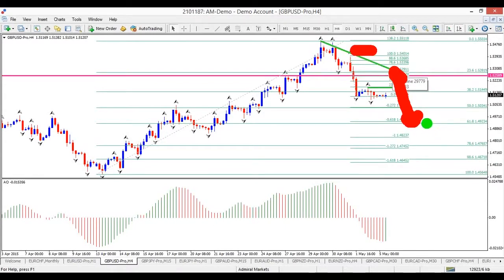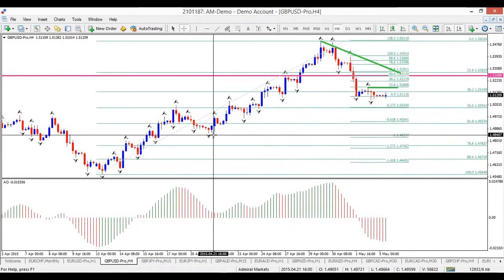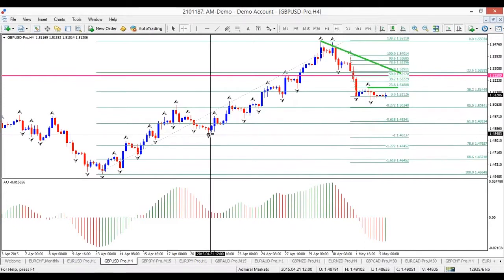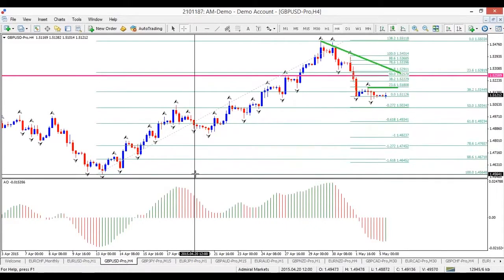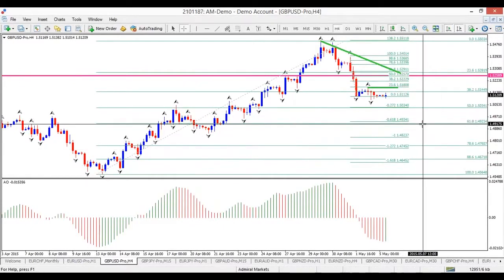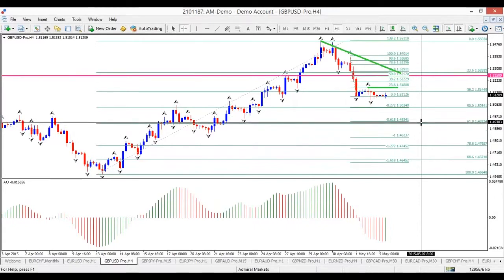Then a long could be taken at 149.23 with a tight stop loss below this, 148.50. A looser one below 147.50, and an extreme loose one below 145.60, the bottom. That would be a swing trade from the 61.8 fib and the minus 61.8 target.